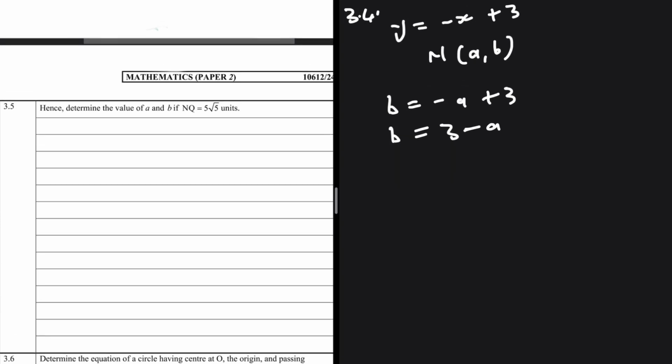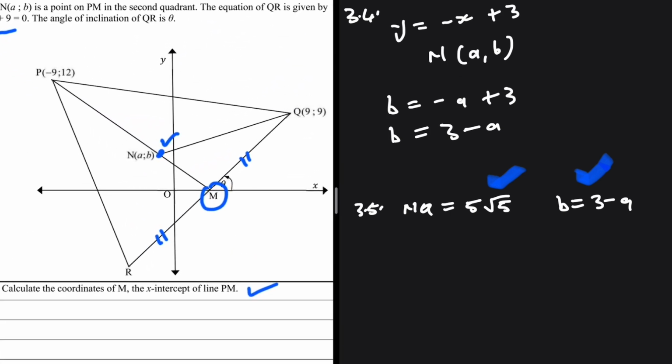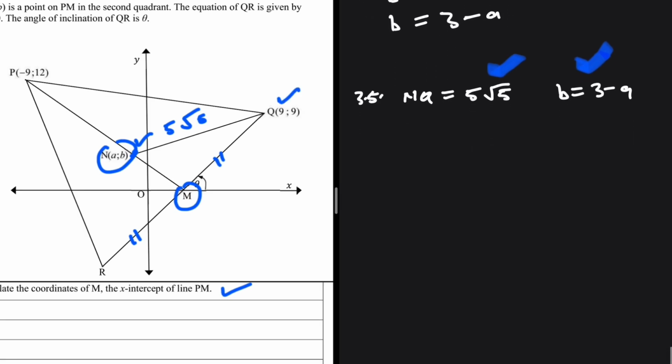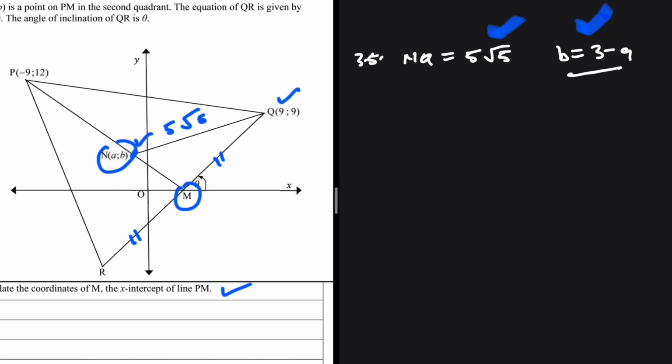The question says, hence determine the value of A and B if NQ is equal to 5 square root of 5. Okay, so NQ is equal to 5 square root of 5, and B is equal to 3 minus A. Somehow we're supposed to use these two things to find A and B. So let's go back to our sketch and look at NQ. We don't have the coordinates of N, obviously that's what we're looking for, but we have the coordinates of Q. So if we use the distance formula, the only unknown variables are A and B, which should be easy to solve because we know that B is equal to 3 minus A. Okay, so let's try that and see what happens.